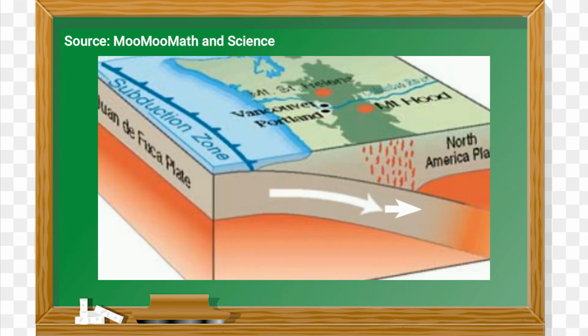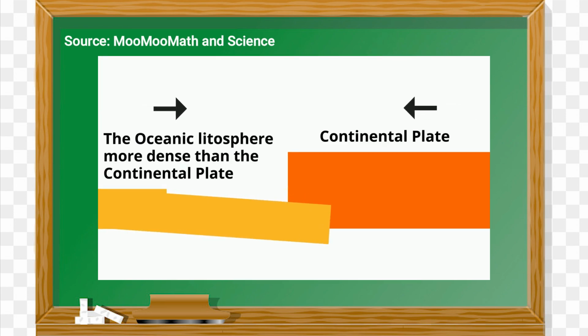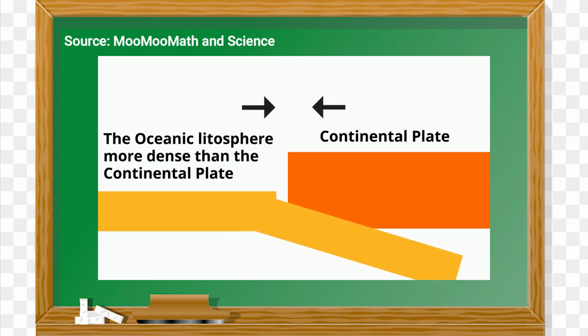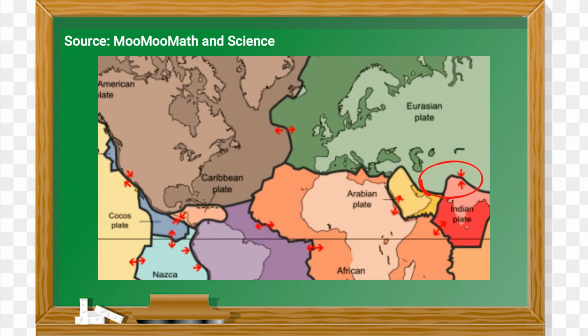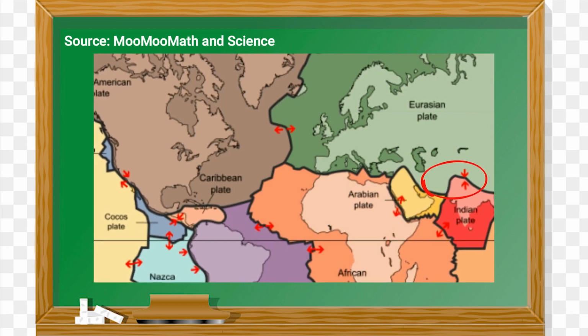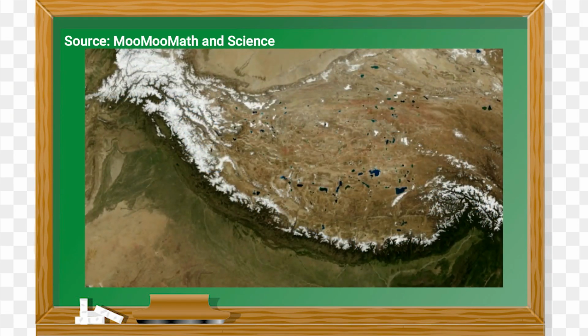One plate eventually slides beneath the other, a process known as subduction. If the two plates are of equal density, they usually push up against each other, forming a mountain chain. If they are of unequal density, one plate usually sinks beneath the other in a subduction zone. The western coast of South America and the Himalayan mountains are convergent plate boundaries.